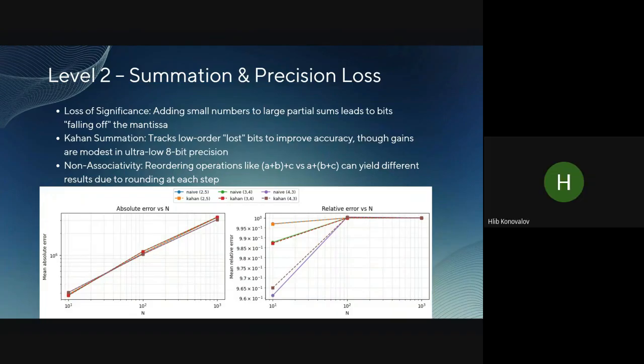Okay, so when summing many terms, the order really matters. If you add a tiny number to a huge one, the tiny one essentially disappears because the 8-bit mantissa can't hold both scales. Our plots show that as n increases, the mean error grows steadily. Even advanced techniques like Kahan summation struggle here because there simply aren't enough bits to track the compensation accurately.